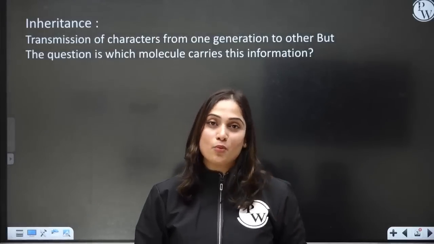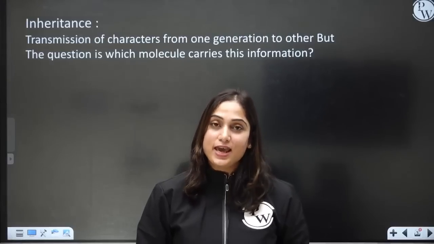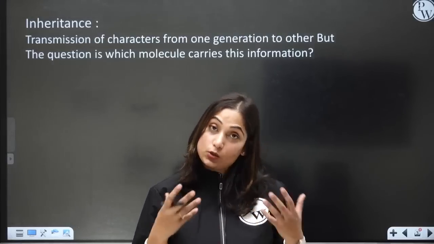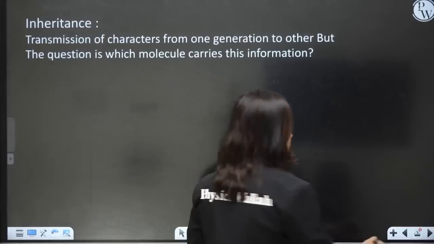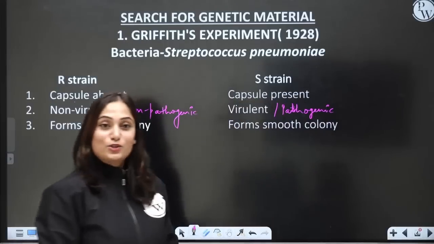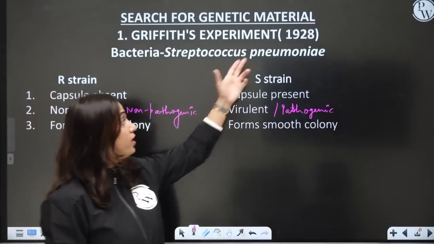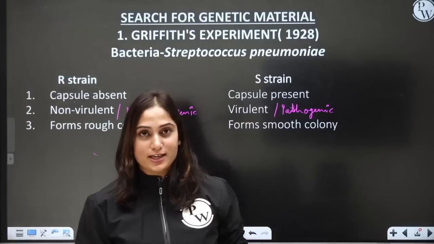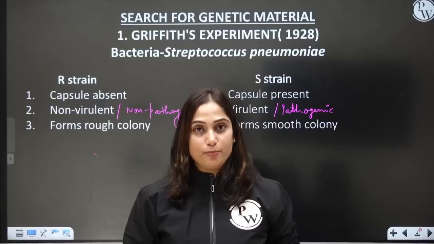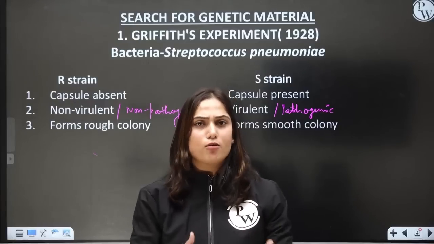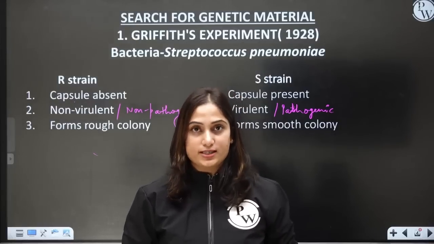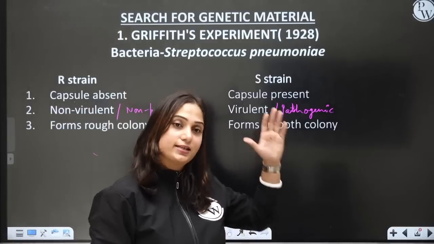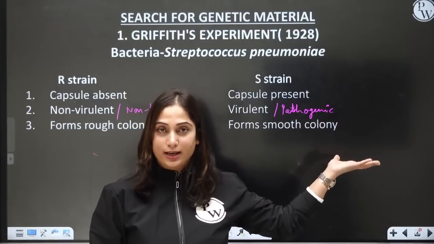And the first prominent work in this direction came in the year 1928 with Griffith's work. So, let's discuss Griffith's experiment. Griffith's experiment came in the year 1928, and for his experiment, he took the bacteria Streptococcus pneumoniae, or you can also call it pneumococcus. This bacteria has two types of strains, that is R strain and S strain.